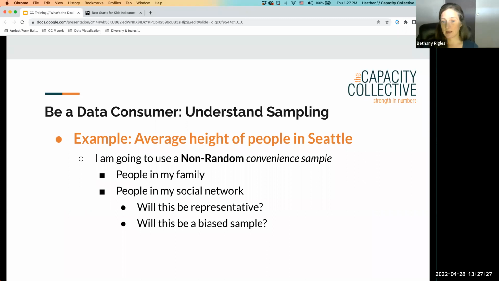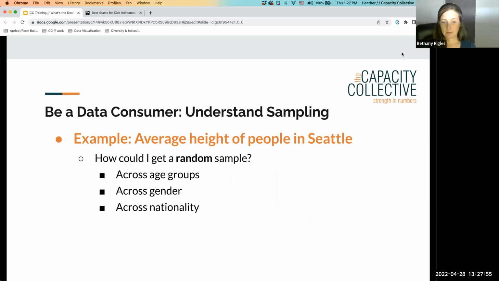So yeah, as Sharon mentioned, gender can have an effect. Our social network might have people of similar ages, so that's going to affect height. You might have similar nationalities, where that could affect height. So there are lots of different ways that using just our personal connections might be problematic. Okay, so if we randomly selected people to participate in Seattle, we're more likely to get folks from all different age groups, genders, nationalities, and all of those things we just mentioned, and then we'll get a better idea of true average height. So hopefully this example helps you understand why a random sample gives you better or more accurate data than a non-random sample would likely do.